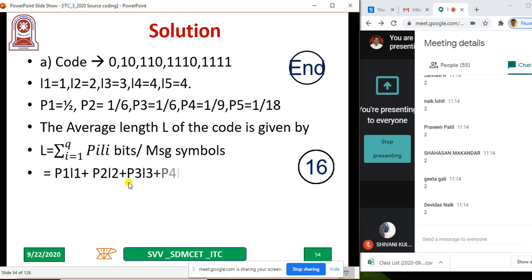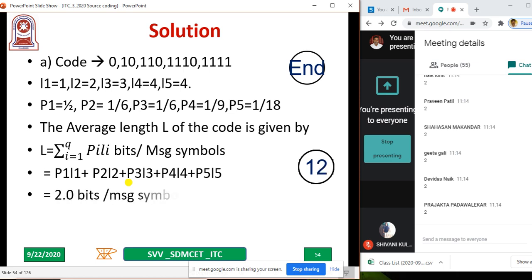So just check it. I'm showing you the answer. It's 2.0 bits per message symbol. Do not forget to write the units. Not in the chat box, but at least in your notebook, write down the units. Even in the exam, if you do not write bits per message symbol, you are going to lose marks. So let us go to the next.